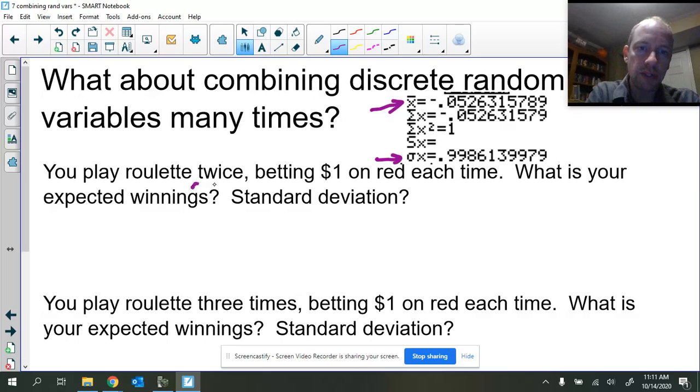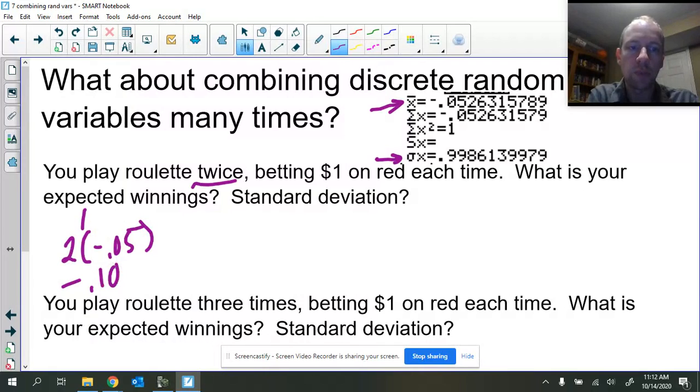If we play twice, then the mean is easy. We would just say that the expected winnings is just 2 times negative 0.05, so negative 10 cents per play. Yeah, that's pretty easy. But standard deviation, I can't just add up 0.998. That's not what the Pythagorean theorem of statistics says.